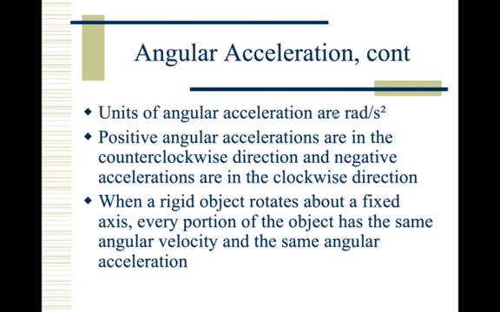So here again are the units. Positive accelerations are in the clockwise direction, and negative accelerations in the counterclockwise direction. For a rigid object, again, every single point has the same angular velocity, and therefore, since it would have the same change in angular velocity, every point on a rigid body shares the same angular acceleration as well.